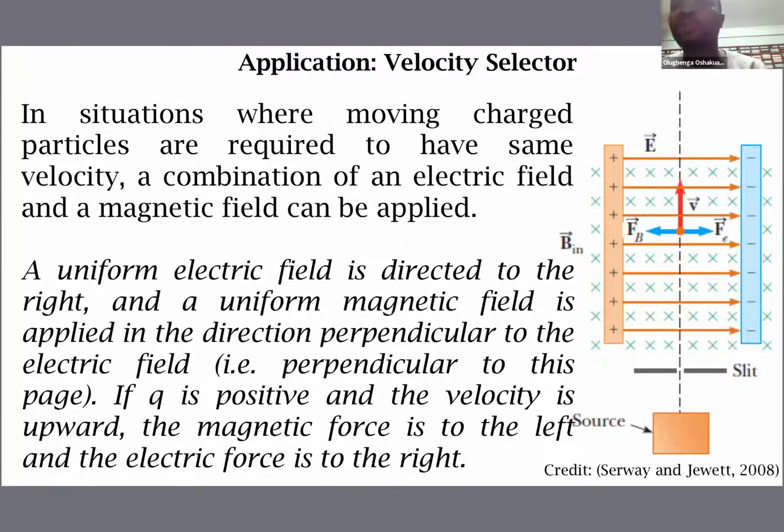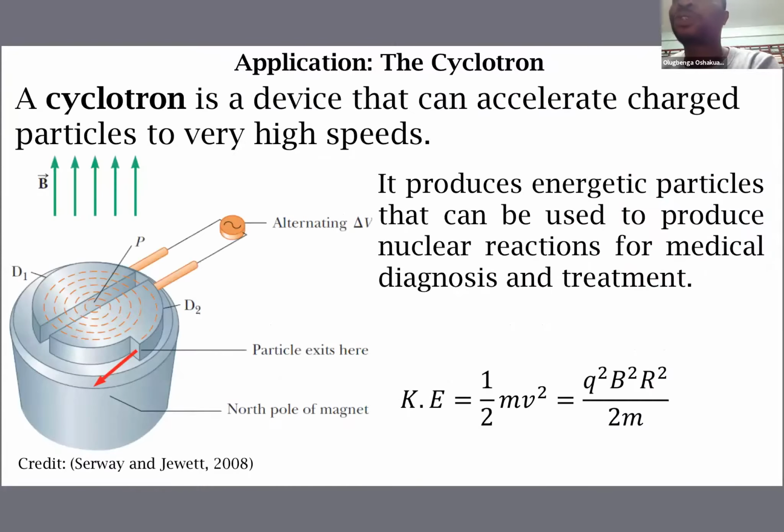In the last class, we spoke about electrodynamics of charged particles, and we spoke about some applications of electric and magnetic fields, one of which is the velocity selector. We moved on to the mass spectrometer, then to the cyclotron, which is used in producing energetic particles in medical diagnosis and treatment.